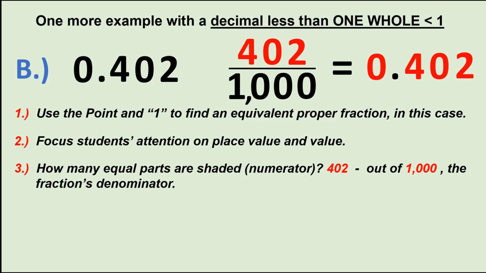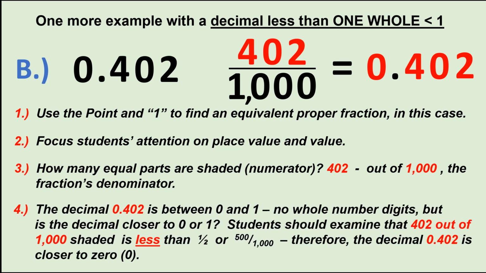How many equal parts are shaded? 402. Out of the fraction's denominator, 1,000 in this particular case. And finally, a main numeracy factor, the magnitude of the decimal. This step is key to immediately knowing the approximate physical location of the decimal or mentally mapping the decimal on a whole number line. The decimal, 0.402, is between 0 and 1. It has no whole number digits, but is the decimal closer to 0 or 1? Students should examine the 402 out of 1,000 shaded and see that it's less than 1/2 or 500 thousandths. Therefore, the decimal, 0.402, is closer to 0.